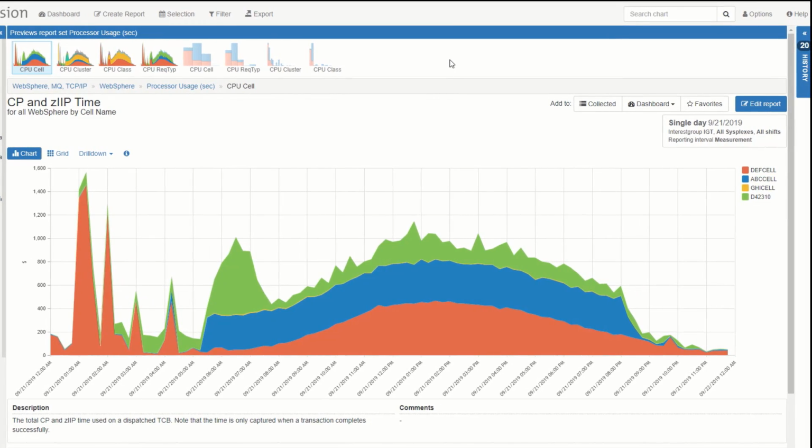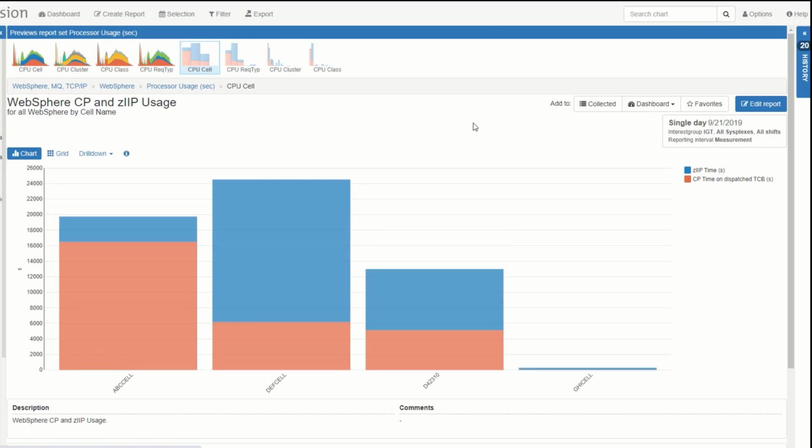This chart is much like the transaction rates chart we saw earlier, but now we're looking at combined CPU and zIIP time. You can clearly see which cells consume more resource and see the patterns over time. Of course, you also want to be able to see the general purpose CPU time versus zIIP time. And here we see that although DEF cell consumes the most CPU overall, it's mostly zIIP time, so that's good in terms of lesser cost. ABC cell has the most general purpose CPU time.